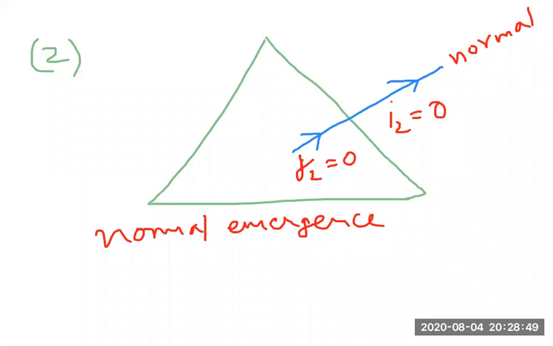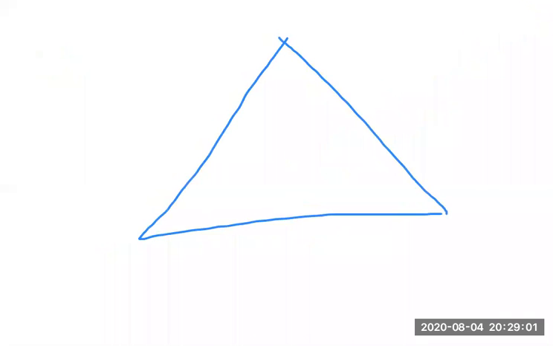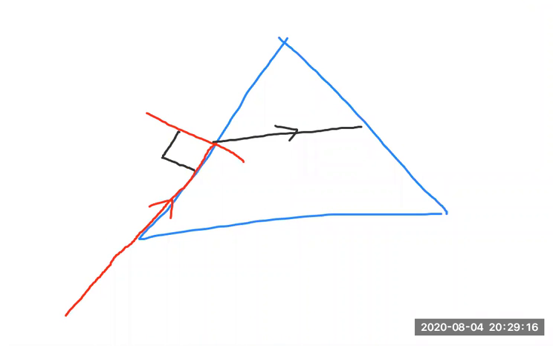Then after that, they are telling about grazing incidence. Grazing incidence is very important also. A ray is incident grazing on the surface like this. When the ray is grazing on the surface and incident like that, then I1 is equal to 90 and the inner angle R1 is equal to C. I1 is 90, R1 is C. This is called grazing incidence.